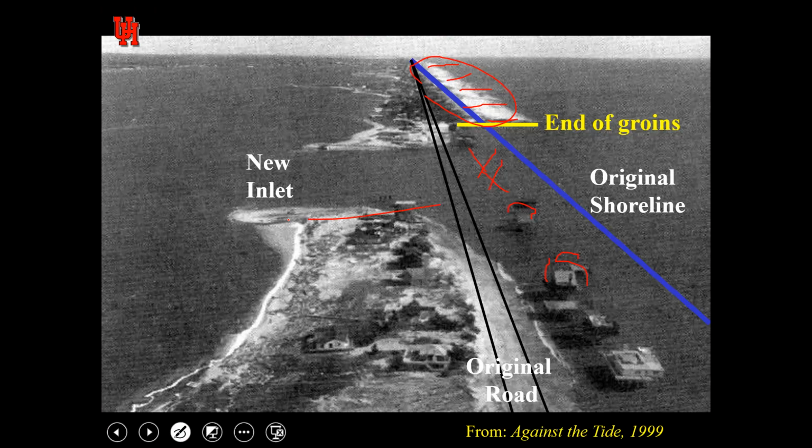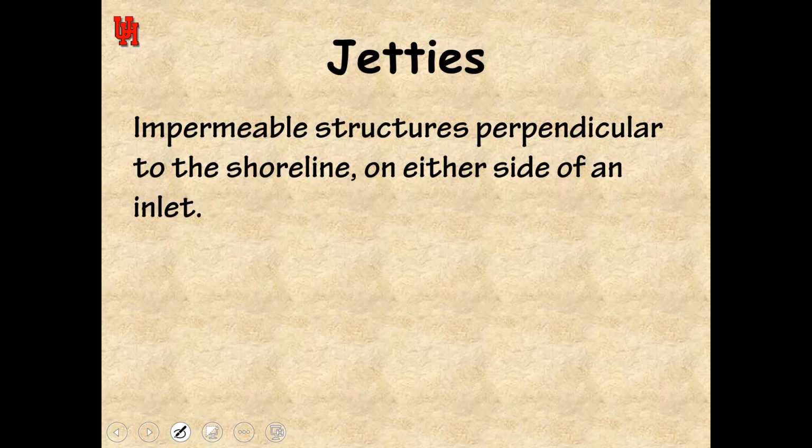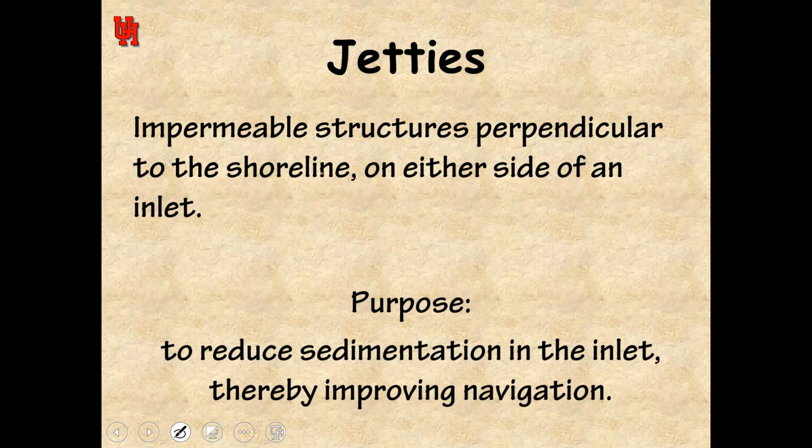Now, look at this inlet for a second. This inlet, under natural conditions, might fill, but of course, these aren't natural conditions. There's not much sediment. But there are some times when you may actually want to keep an inlet open. Okay, and for that, you're going to build a jetty. And jetties are these impermeable structures perpendicular to the shoreline on either side of an inlet. The inlet could be an inlet through a barrier island, or it could be actually a river mouth, like at a delta. And here, the primary purpose is not so much to prevent erosion, but rather prevent deposition of sediment in the inlet, and thereby improve navigation.